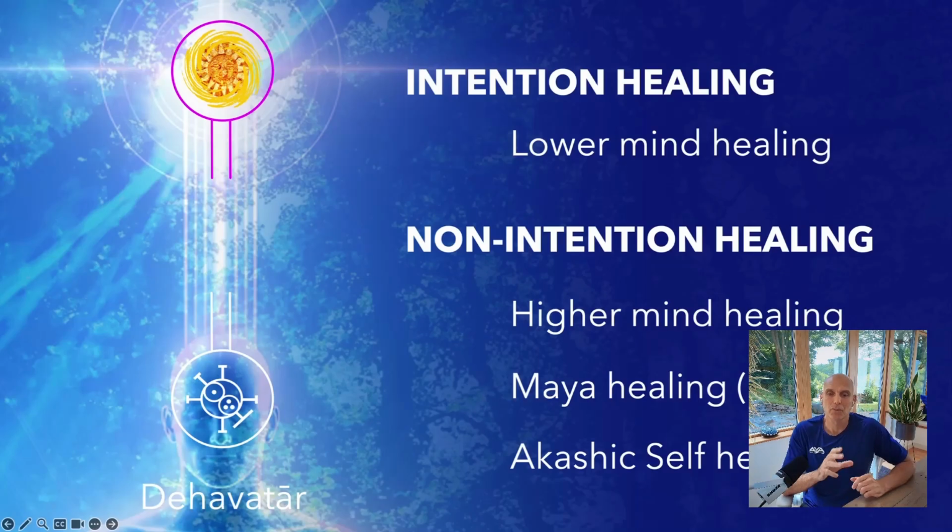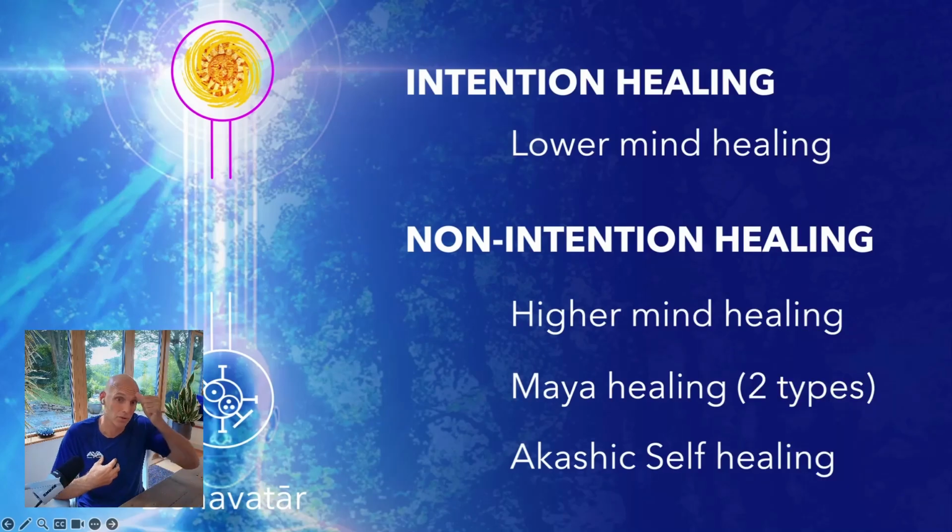Now, the 2 that we're going to learn in this lesson are called Maya healing and Akashic self-healing. So Maya healing is applying it to somebody else. Akashic self-healing, of course, is a type of self-healing, but it's a type that you use through self-realization. A person going through self-realization will use Akashic self-healing. So we'll get to that at the end.